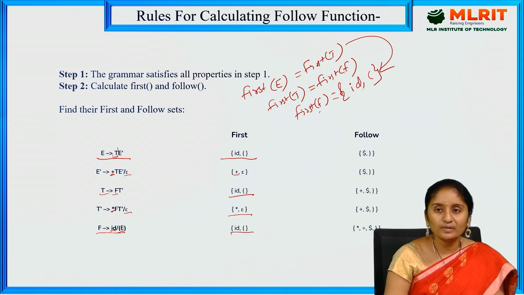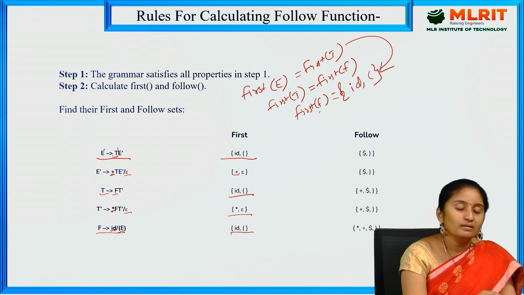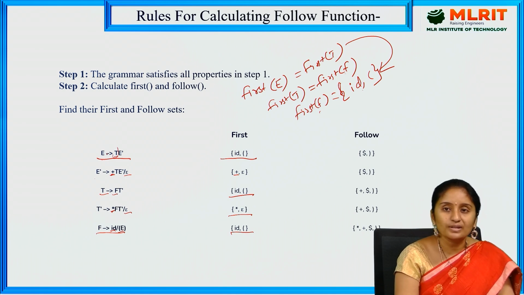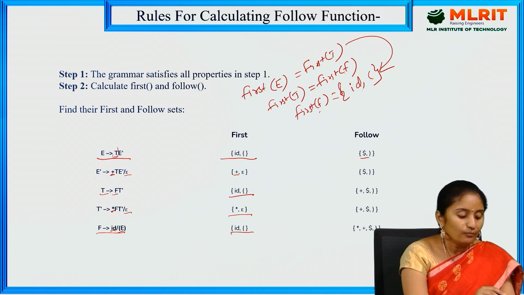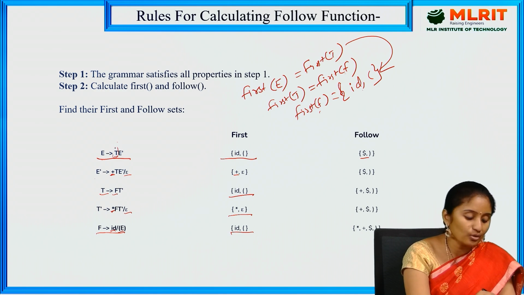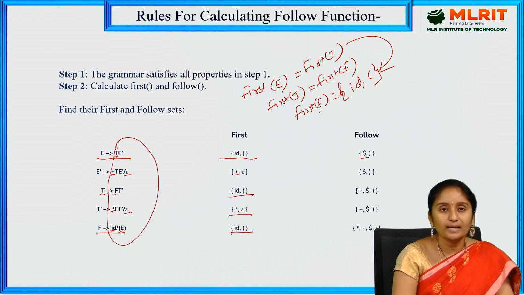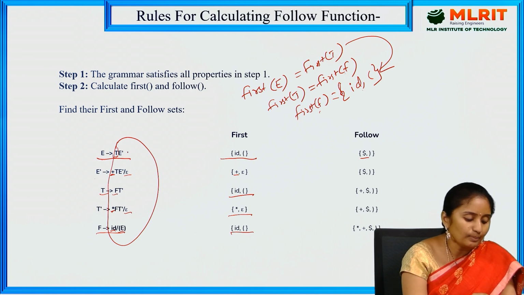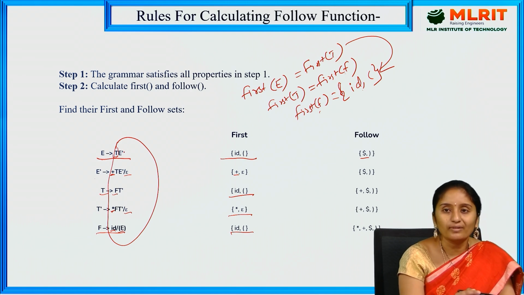So this is the first function. Next, coming to the follow. Follow of E. To calculate the follow function, the start symbol will have a dollar. To calculate the follow function, we are going to concentrate only on the RHS part, not on the LHS part. Follow of E: let me check in all the productions where I can find E.